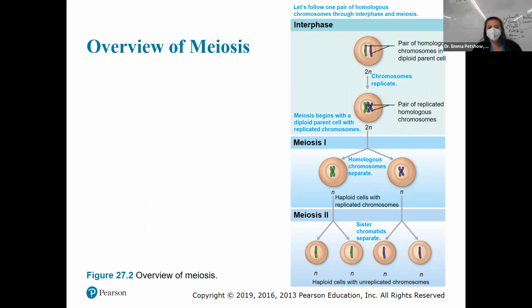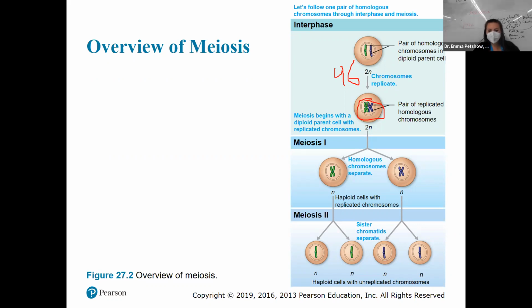So we're going to follow one pair of homologous chromosomes through our interphase and meiosis process. We have our interphase here. We have our pair of homologous chromosomes in our diploid parent cell, 2n, 46 total. The chromosomes are going to replicate, so we have double the fun, double the genetic material. These are their pair of replicated homologous chromosomes. Meiosis then begins with a diploid parent cell that has replicated chromosomes in the middle. In meiosis 1, the homologous chromosomes are going to separate. So we still have the replication of those two chromosomes. They're separated into their individual cells.